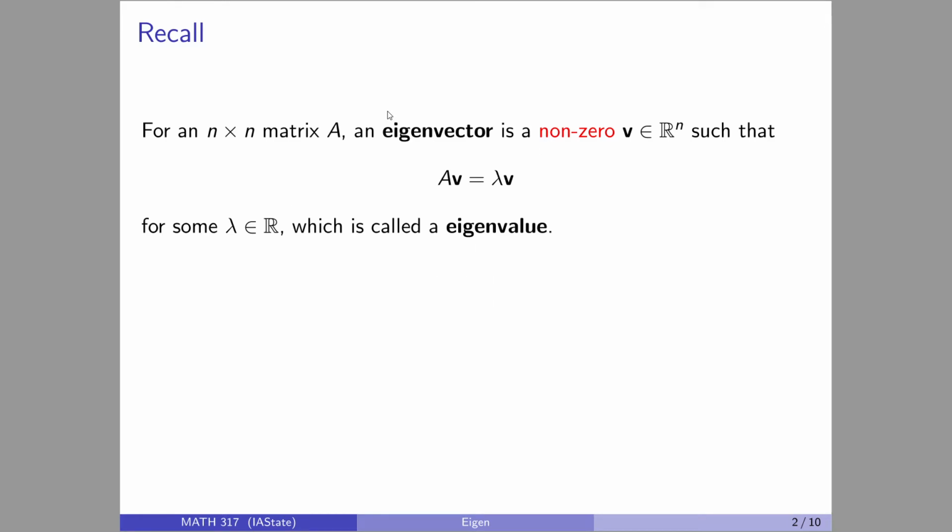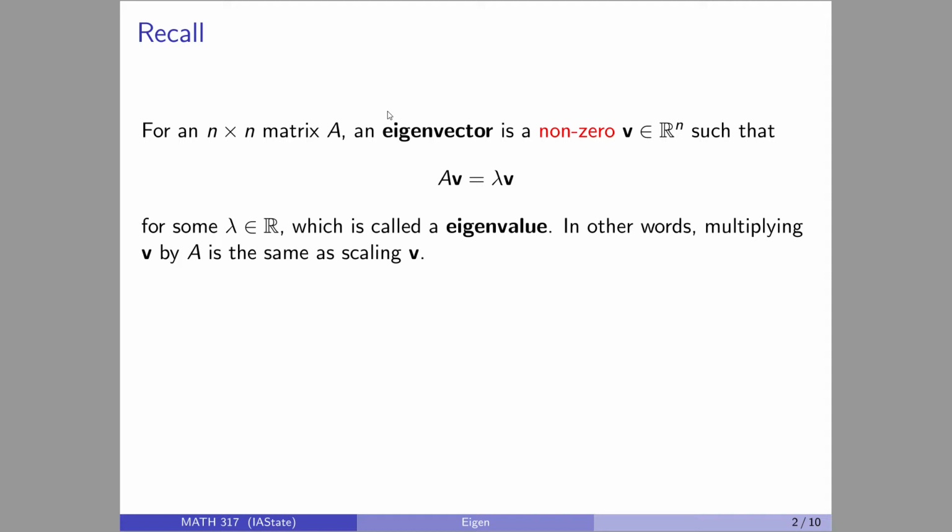So for an n by n matrix A, an eigenvector is a non-zero vector v so that A times v is lambda times v, where that scalar lambda is called the eigenvalue. So in other words, multiplying by a matrix is the same thing as scaling.